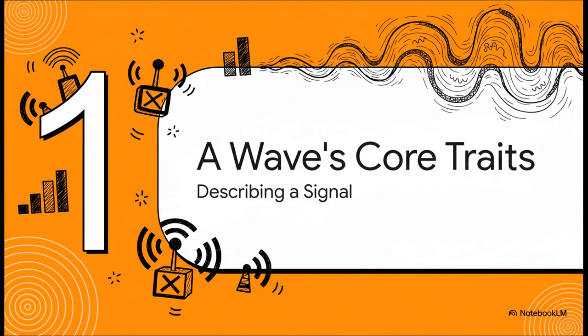Okay, so if we want to build systems that use these waves, we obviously need a way to describe them, to tell them apart. And it turns out, every single radio signal can be defined by just 4 core traits. You can think of these as the fundamental building blocks for understanding all of wireless communication.